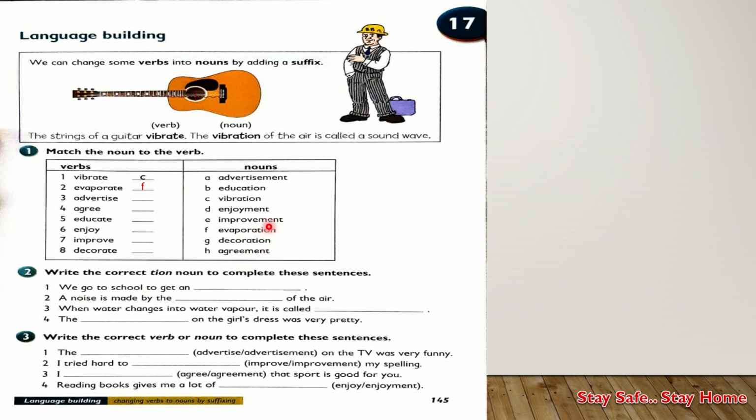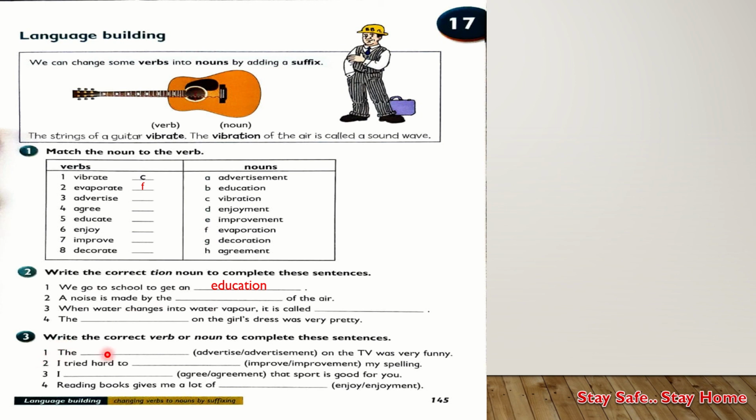I do not use the ones that end with -ment at all. Only the -tion words, okay? So my options are education, vibration, evaporation, and decoration. Let's see. We go to school to get an education, of course, guys, and you continue the rest of them.